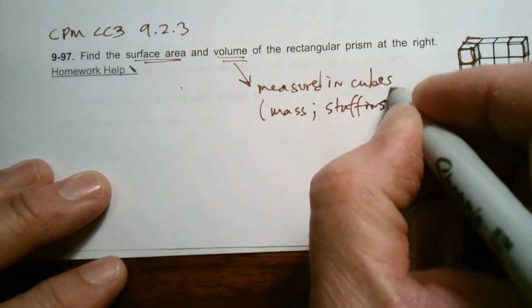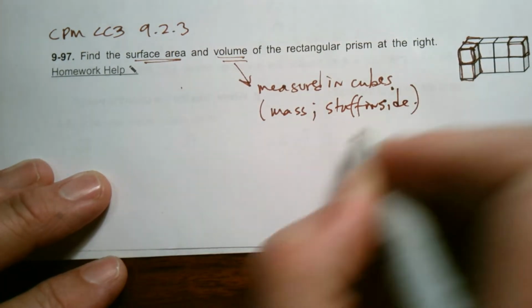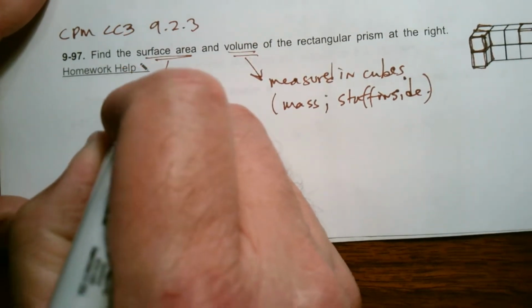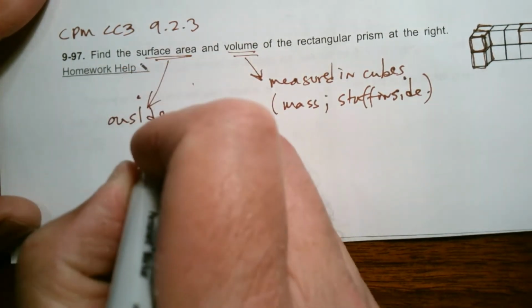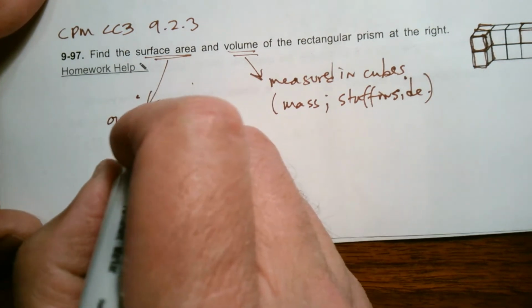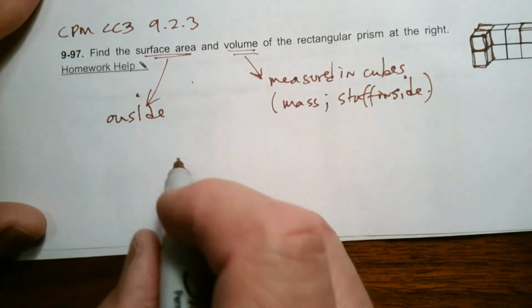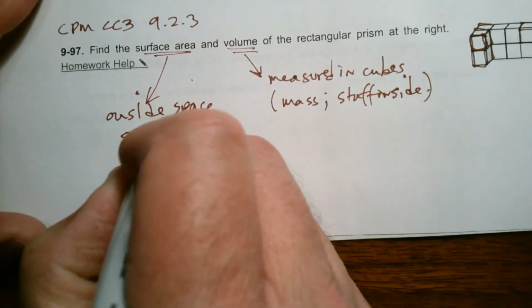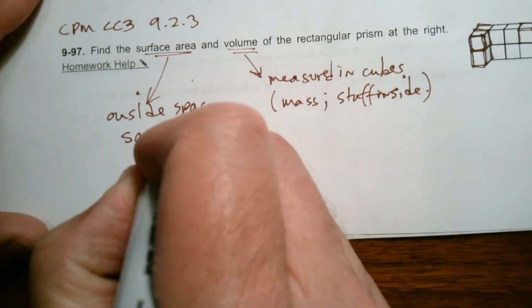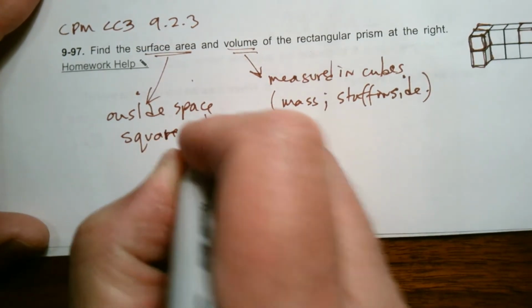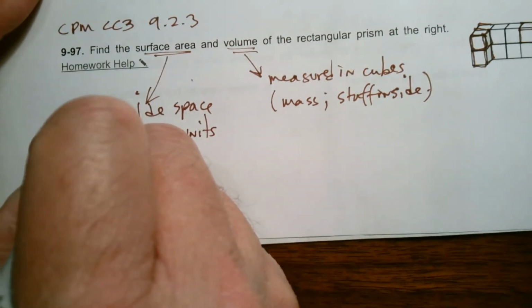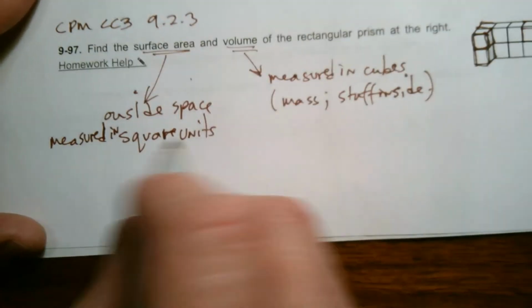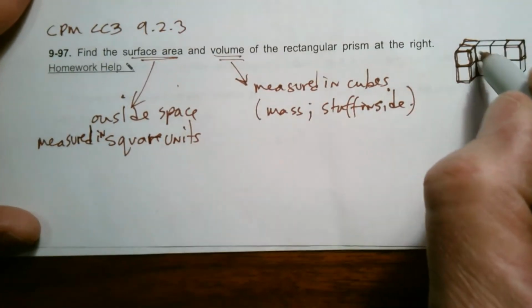We have to make sure we understand that. And then surface area is the outside. It's the outside space, and that's measured in square units, right? So measured in square units. Now I'm going to count how many squares.